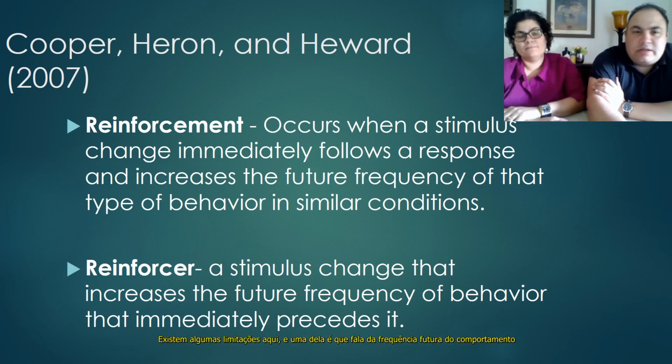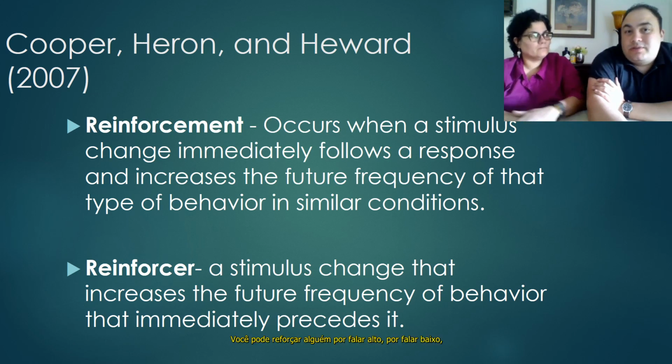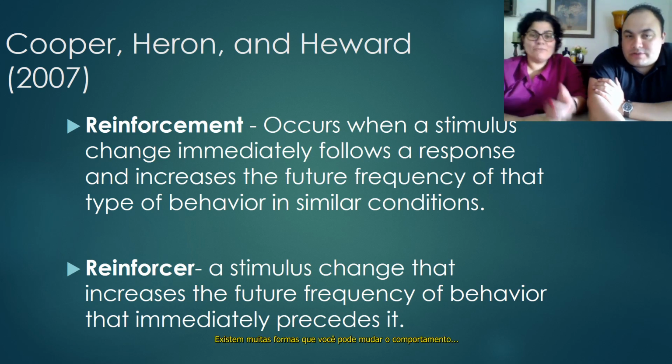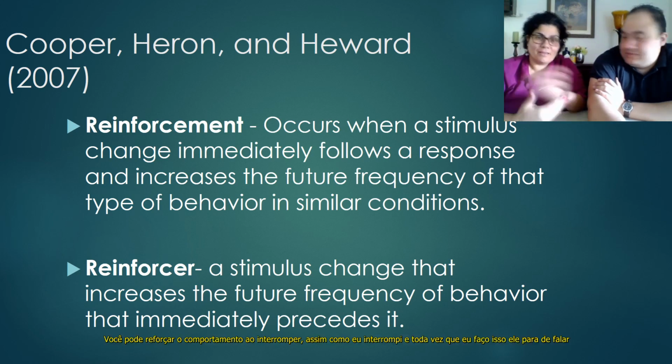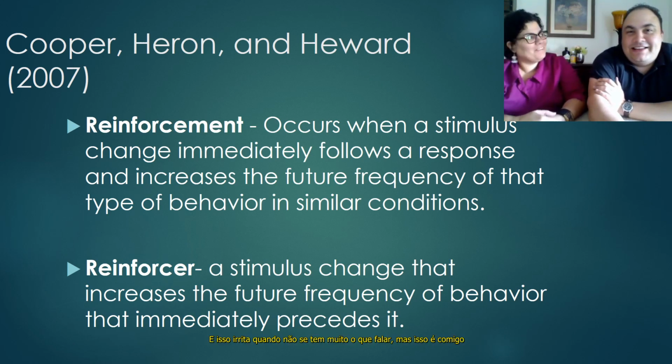There are some limitations here, and one limitation is that it talks about the future frequency of behavior, but it doesn't talk about duration. It doesn't talk about magnitude. You can reinforce someone for speaking loudly. You can reinforce someone for speaking quieter. You can reinforce someone for speaking slowly or faster. There are lots of different ways that you can change behavior. You can reinforce the behavior of interrupting. Like every time I interrupt him, he stops and lets me speak. Yeah, and that gets annoying when you don't actually have anything to say, but that's just me.